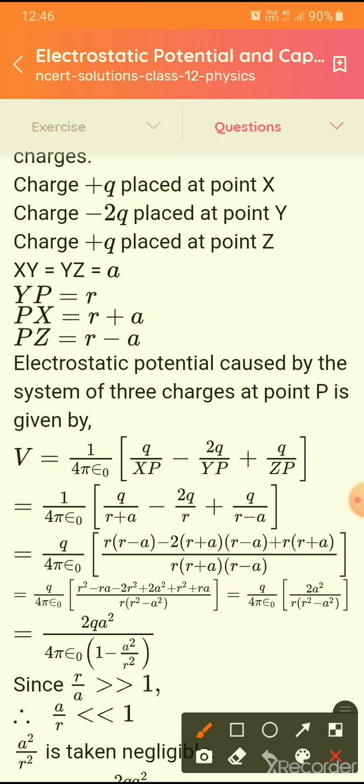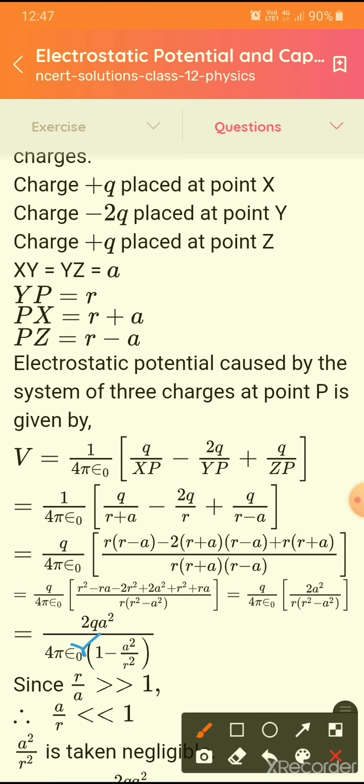So here if you write these two things together, 2 into Q into a squared divided by 4 pi epsilon naught into r into 1 minus a squared by r squared, taking r squared outside as LCM, so r squared by r squared becomes 1 minus a squared by r squared. r by a is very much greater than 1, so if you invert these, a by r is very much less than 1.